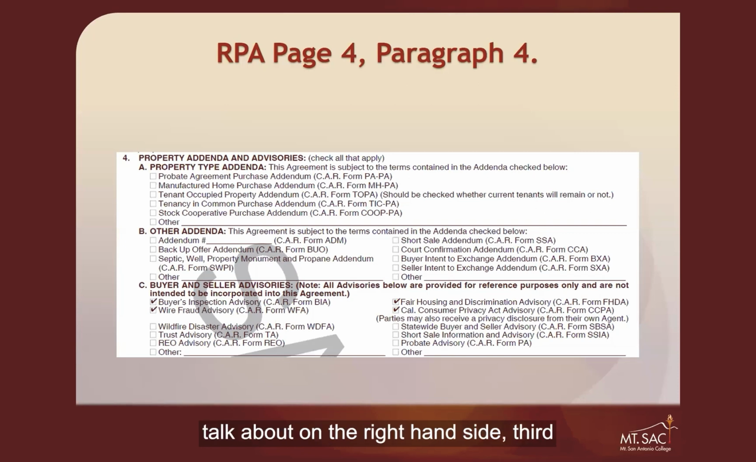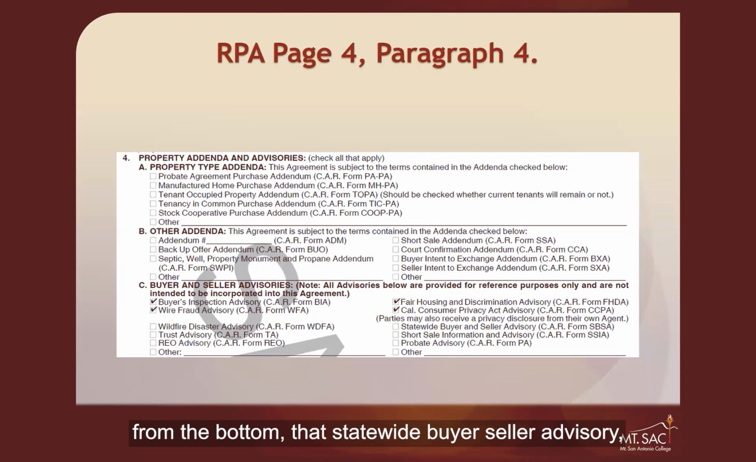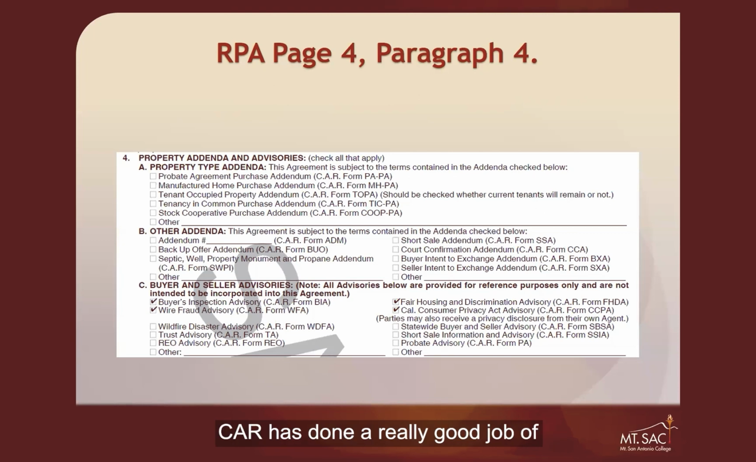The only other form here I want to talk about is on the right-hand side, third from the bottom, that statewide buyer-seller advisory, that SBSA. It's that monster 14-page form. CAR has done a really good job of changing the table of contents on page 2. It now is a table of contents that does an alphabetical listing of all the items, but it also has a grouping by category. So they really did a good job of cleaning that table of contents. You can actually now find stuff in there.